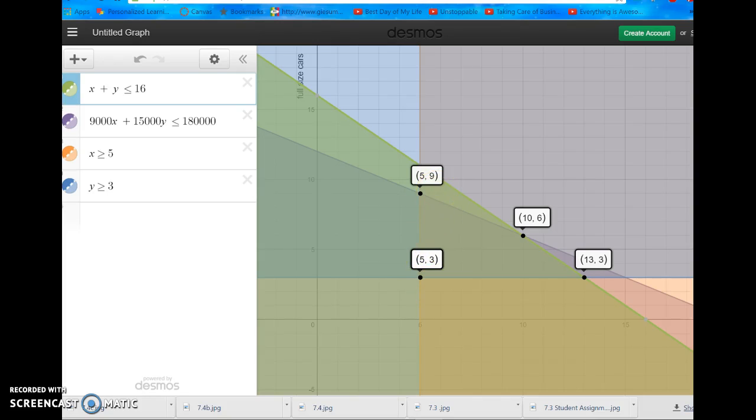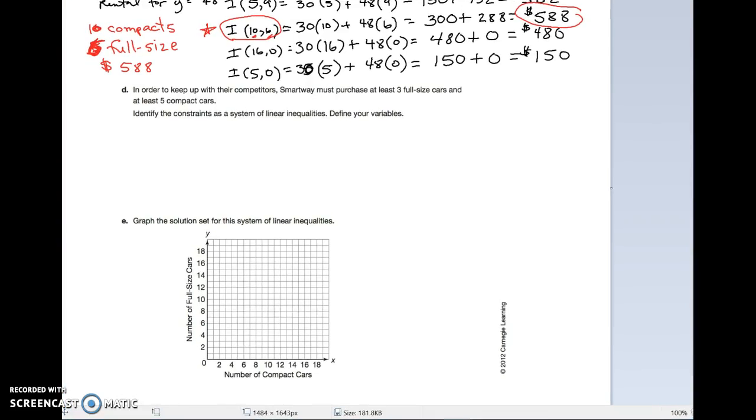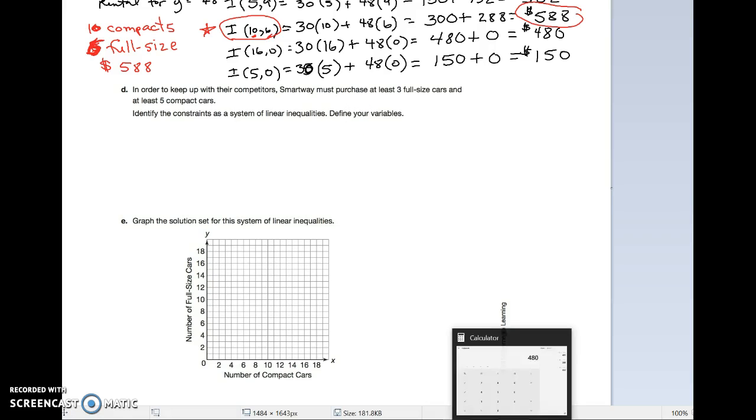So we've made our range, which is this area, smaller. It used to come all the way down here and go up like that. Now it's moved up some. So we have 4 new points, so we're going to write those down. 2 of them stayed the same. So we have to identify the constraints. In order to keep up with the competitors, SmartWay must purchase at least 3 full-size. Identify the constraints as a system of linear inequalities. We've already done that. It's the same constraints that we had before.